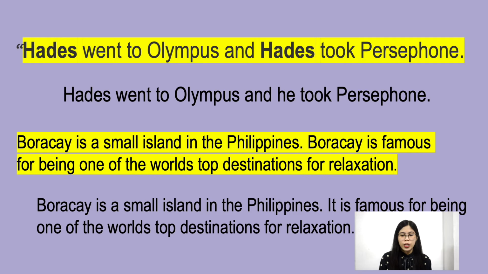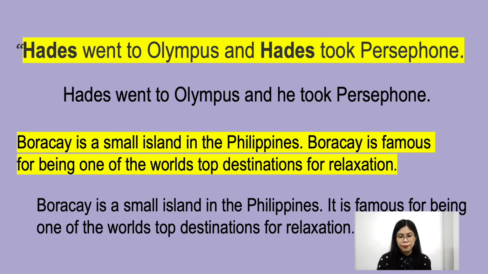Why he? It is because he pertains to the noun Hades, and Hades is a man, so it is correct to use the pronoun he. If Hades is a girl, of course, you have to use the pronoun she. And then, in this example, Hades went to Olympus and he took Persephone. We avoid repetition of words or redundancy. So that's the benefit of using pronouns. And it will also make your sentence shorter.